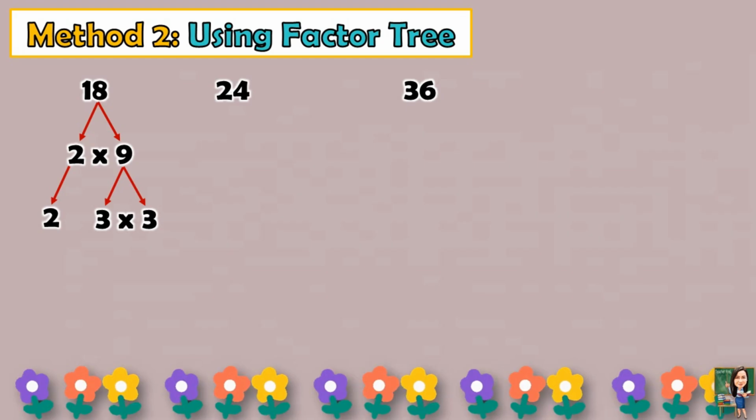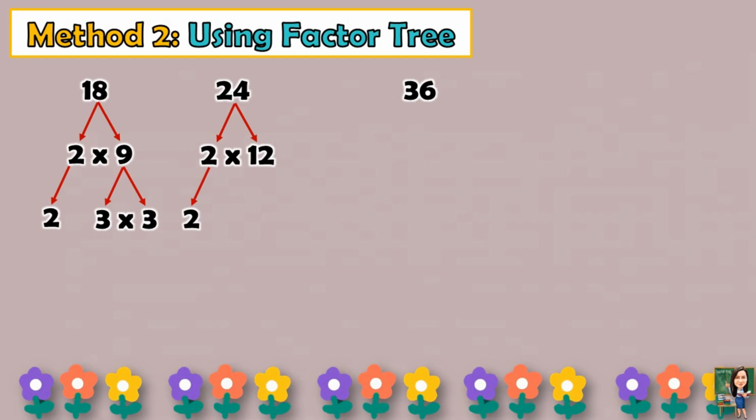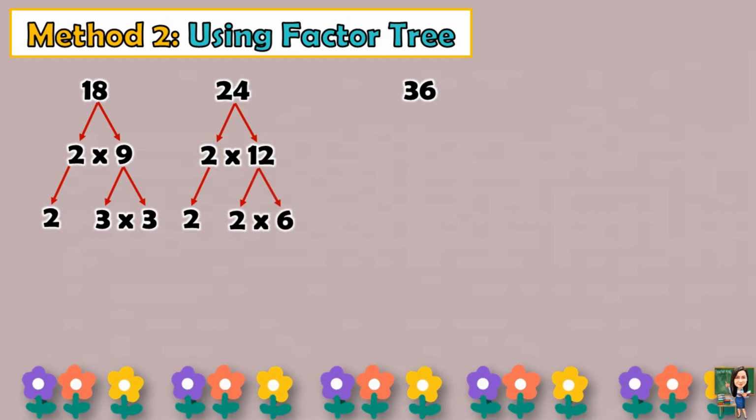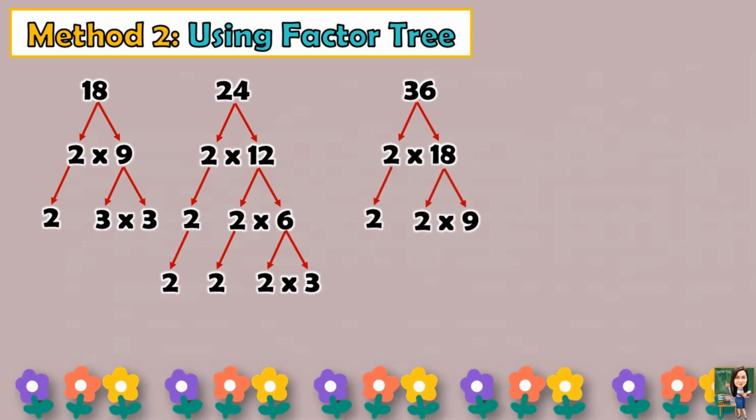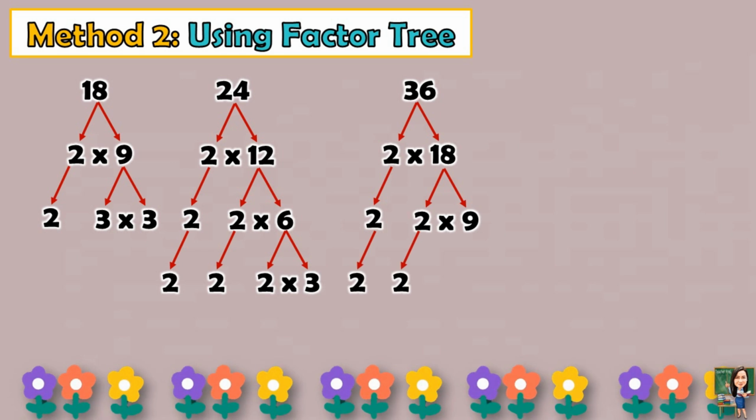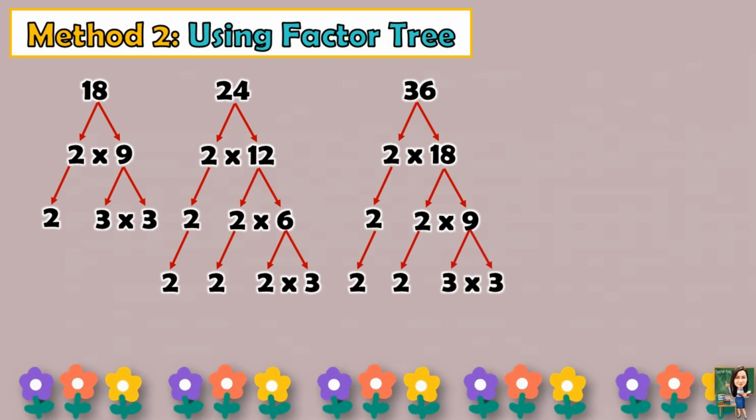24 is divisible by 2, so 2 times 12. And 12 is divisible by 2, so 2 times 6. Then 6 is divisible by 2, so 2 times 3. Next is 36. 36 is divisible by 2, so 2 times 18. Then 18 is divisible by 2, 2 times 9. And 9 is divisible by 3, so 3 times 3.